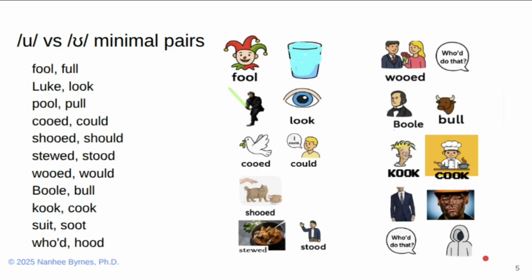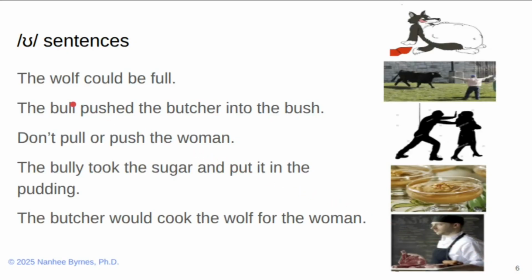These are sentences with the ʊ sound. The wolf could be full. The bull pushed the butcher into the bush. Don't pull or push the woman. The bully took the sugar and put it in the pudding. The butcher would cook the wolf for the woman.